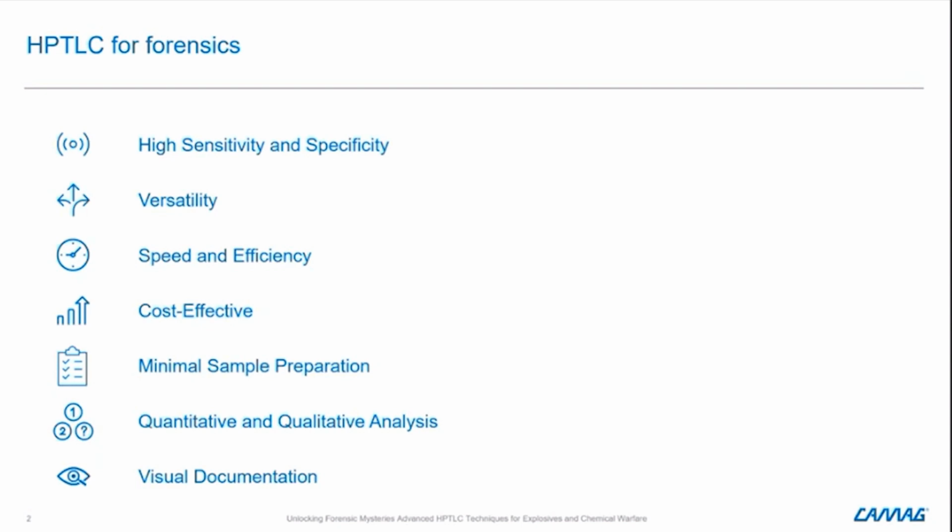HPTLC provides a high sensitivity and specificity crucial for detecting and identifying various compounds in forensic analysis. It is very fast because you can change the method from one to the other. You can do a lot of workloads and a lot of samples at the same time. As well, it is very cost effective. Compared to other analytical methods, HPTLC is cost effective. It requires less expensive equipment and reagent, especially maintaining the LCMS or the GCMS will cost you a lot.